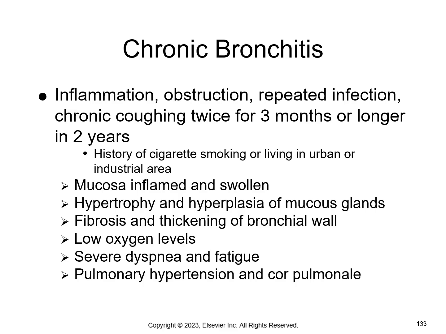With chronic bronchitis, we'll have inflammation, obstruction, repeated infections, chronic coughing twice for 3 months or longer in a 2-year period, and a history of cigarette smoking or living in an urban or industrial area. This leads to inflammation and swelling of the mucosa, hypertrophy and hyperplasia of the mucous glands, fibrosis and thickening of those bronchial walls, low oxygen levels, severe shortness of breath and fatigue, and then it can lead to pulmonary hypertension and cor pulmonale.